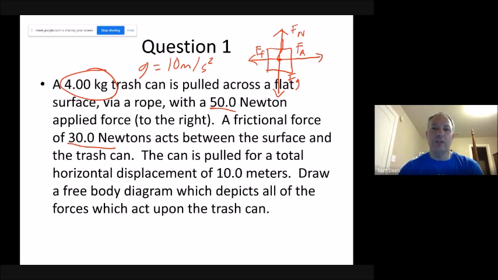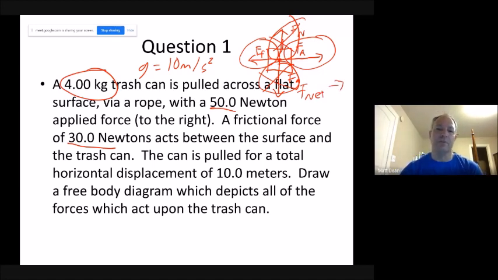And what I hope you see is that vertically, this normal force arrow and this gravitational force arrow cancel out. And that the FA is bigger than the FF. So that means we have a net force acting toward the right, horizontally. Nothing going in the vertical direction.